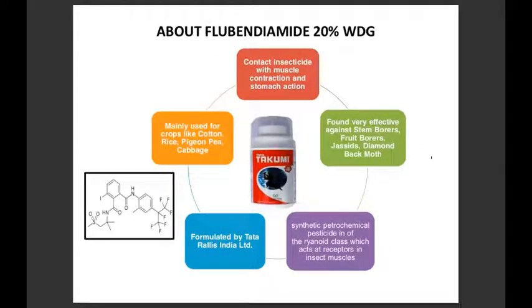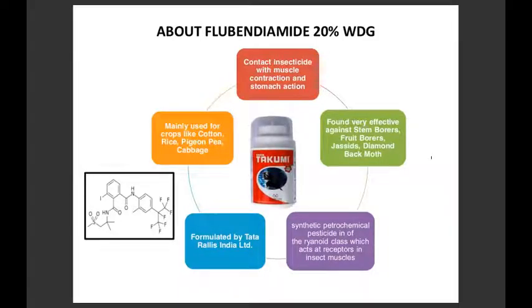Okay. In this slide, I would like to say something about the insecticide, which is Flubendiamide 20% WDG. It is a contact insecticide with muscle contraction and stomach action. When the insect comes in contact with this insecticide, which is applied to the rice plants, it induces toxicity on contact, and the muscle of the stomach is generally hampered. This is found very effective against stem borers, fruit borers, jassids, diamondback moths. These are all insect pests of rice plants.